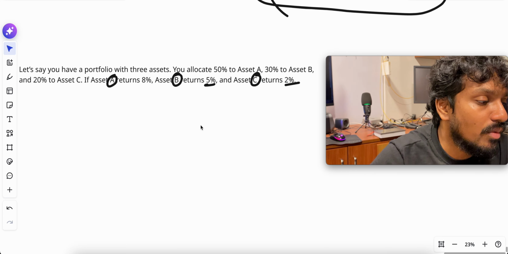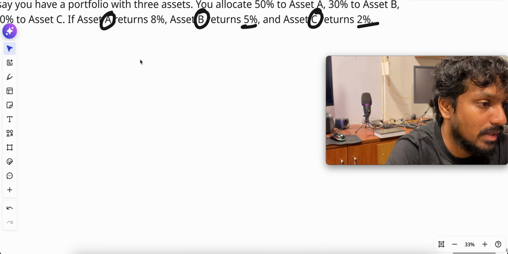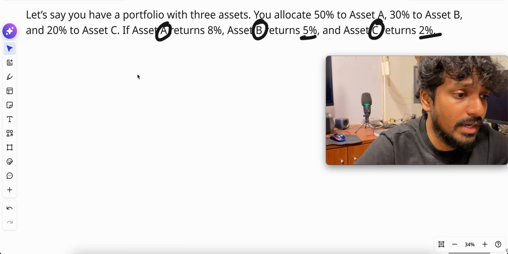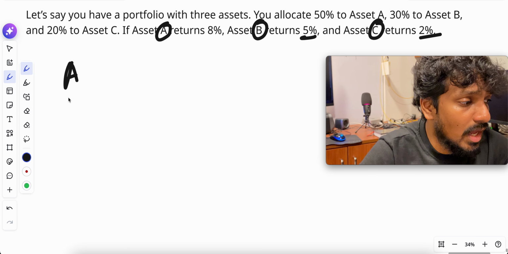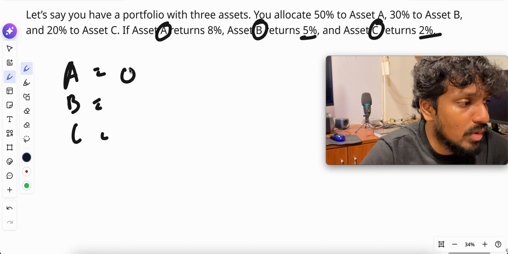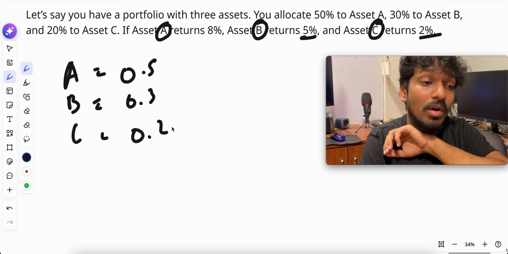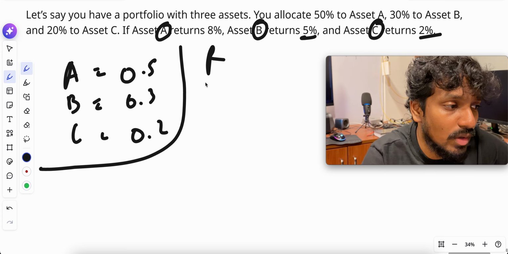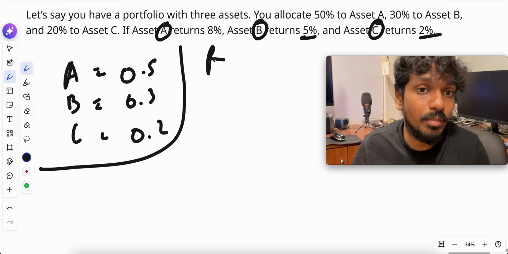So I just added the question again so that you people can see it in a visible way. So what happened is, you can see it very clearly. Here A, B, C, which we just got around 0.5, 0.3, 0.2. So this is what we just got. With this, we need to add the returns to find out the total return you got in your portfolio.